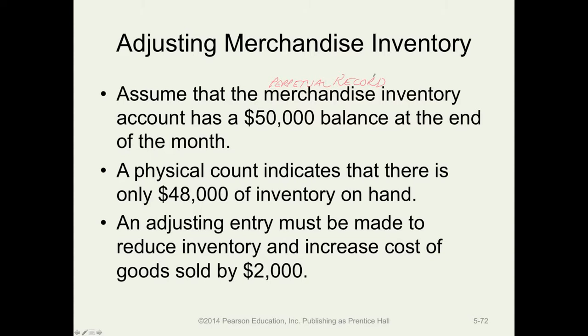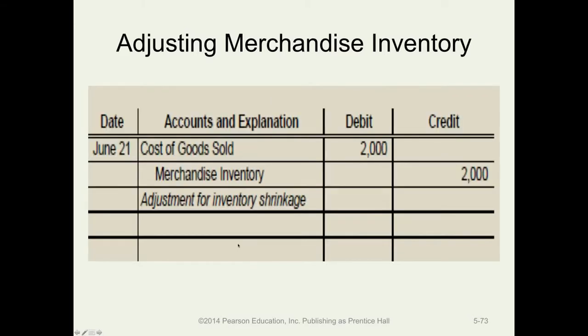Here, you look at one item. The item has a balance of $50,000 in the perpetual record, but then when you take the physical count, you only count a value of inventory on hand of $48,000. So therefore, we have to make an adjusting entry for the inventory shrinkage. Inventory has to be reduced by $2,000, and the cost of goods sold has to be increased by $2,000. So the journal entry that we would make to record the adjustment due to shrinkage would be a debit to cost of goods sold and a credit to merchandise inventory.